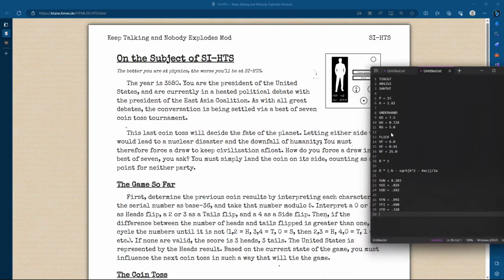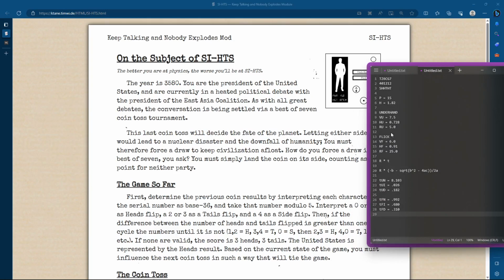So let's actually just keep this on top. Okay, cool. That's the back of my mic. That's probably why I sound weird.